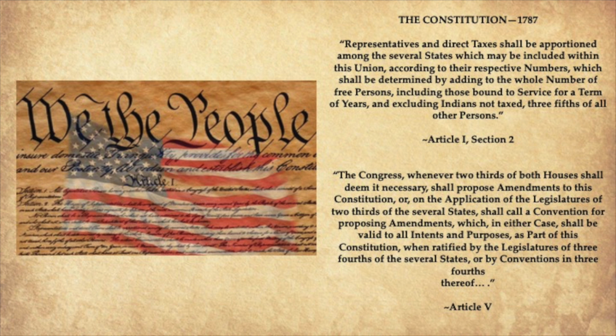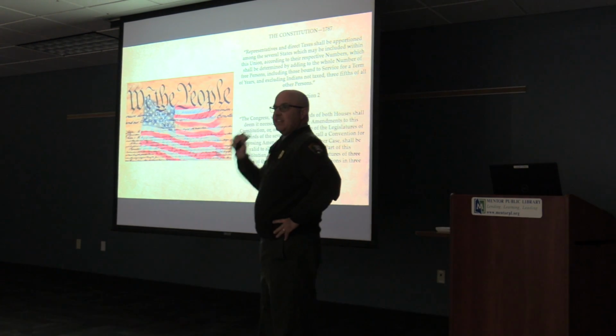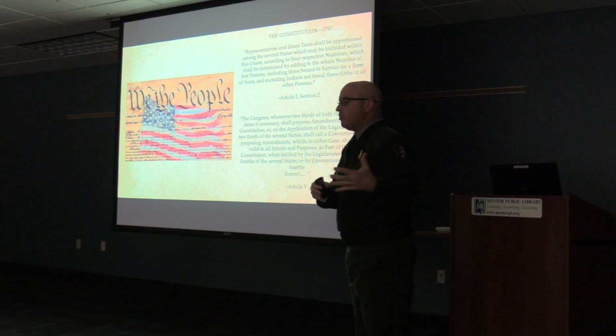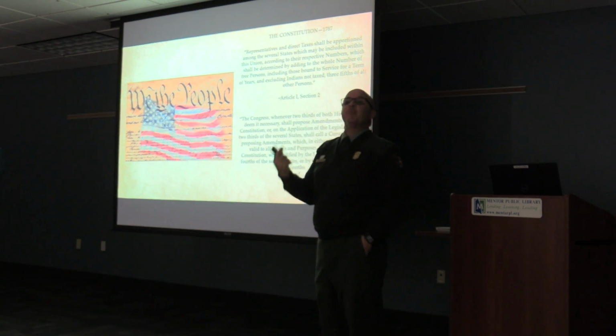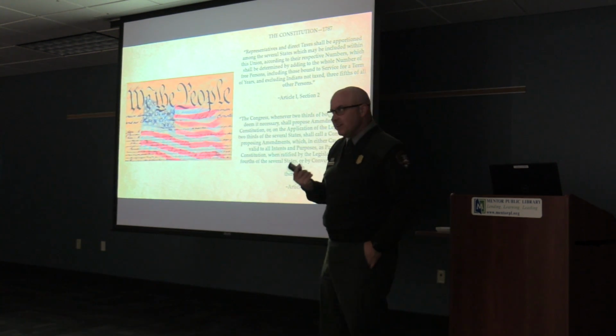Representatives and direct taxes shall be apportioned among the several states which may be included within this union according to their respective numbers, which shall be determined by adding to the whole number of free persons, including those bound to service for a term of years and excluding Indians not taxed, three fifths of all other persons. That is the three-fifths compromise. That is saying that three fifths of enslaved people, basically, will be counted for the purposes of population to apportion seats in the House of Representatives.